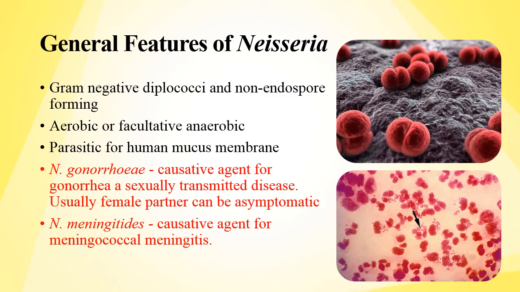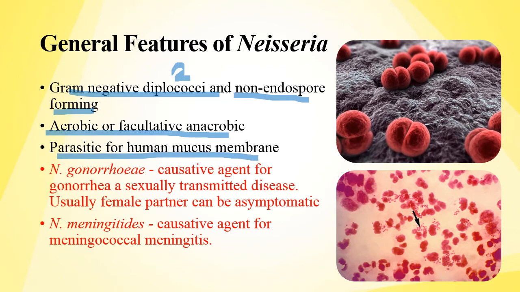So Neisseria is a gram-negative diplococci and it is a non-endospore forming bacteria. Diplo means two cells can attach together, and it can be found either aerobic or facultative anaerobic. Usually it is parasitic for human mucous membrane, including the ones found in lungs and also urethra.